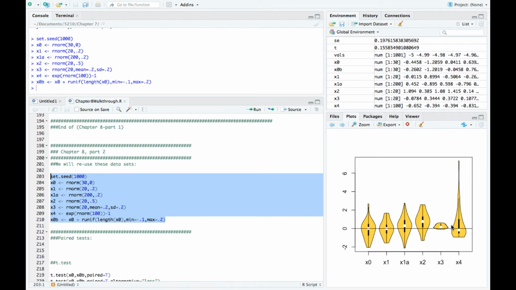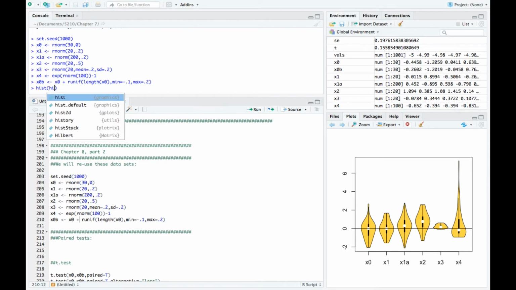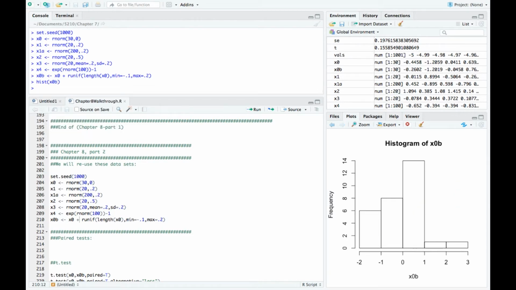So this is the same set of values that we've dealt with before that are over here on these violin plots on the right. We're also going to create a new one, so we can just look at hist of x0b, which has some relationship to x0. If you remember, x0 has a mean of 0, so this is equivalent to a null hypothesis distribution. But now x0b has a relationship to that. So this is as if you did a pre-post test.